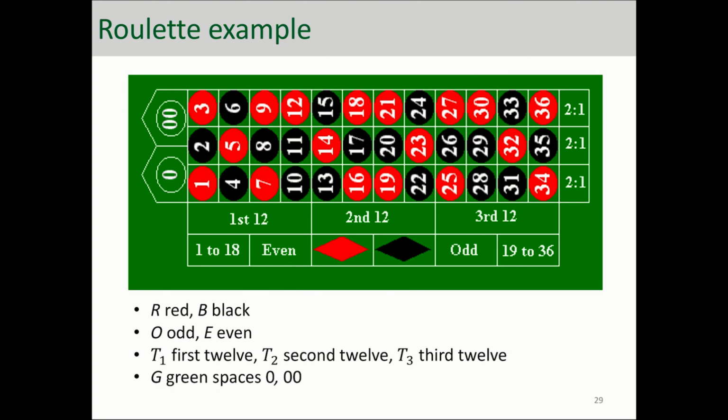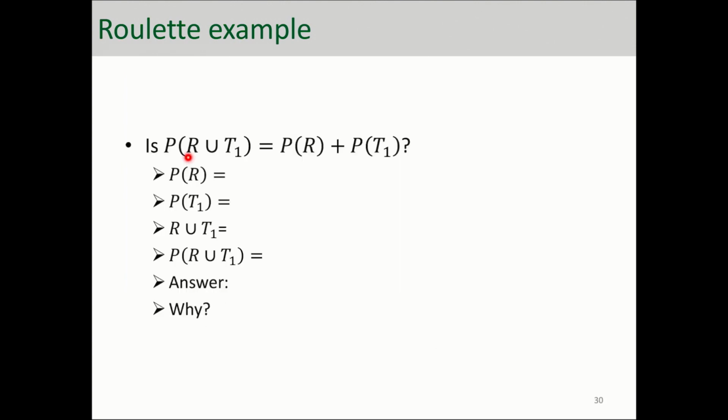So let me first remind you about the roulette wheel example. And I want you to remember these letters and what they represent. In the roulette wheel example, we have 38 outcomes, zeros and double zeros, and 1 through 36 are the outcomes that we have. And we define these events, which are basically subsets of the entire sample space. Red outcomes, black outcomes, odd, even, first 12, second 12, third 12, and green spaces, which represent 0 and double zero.